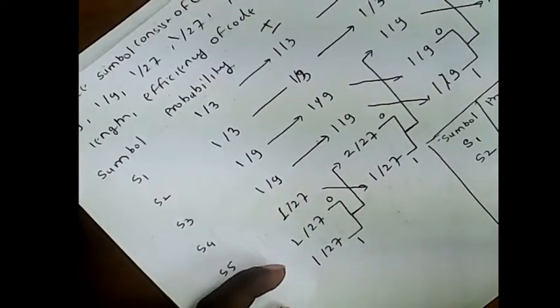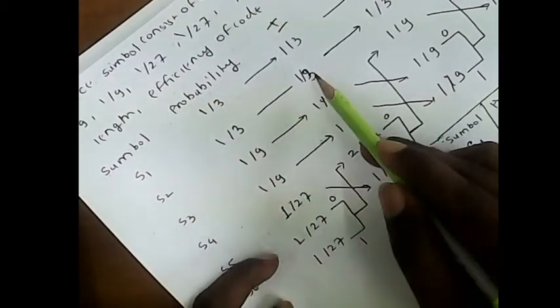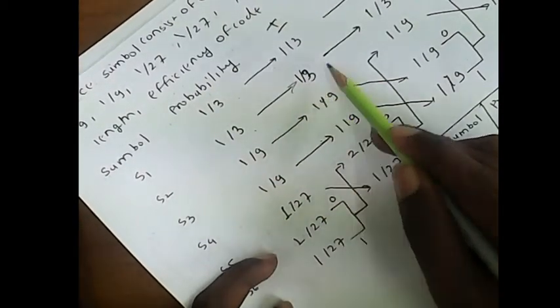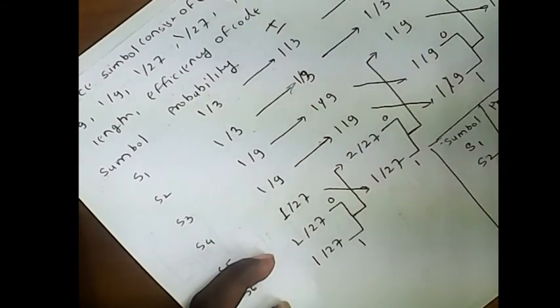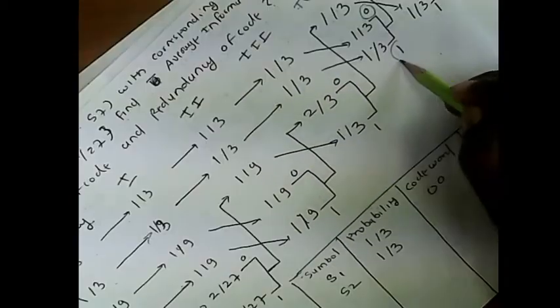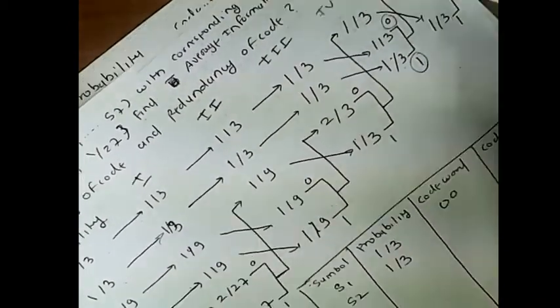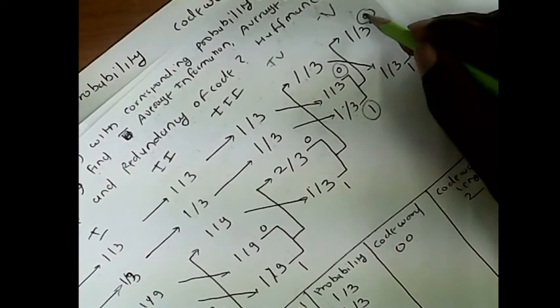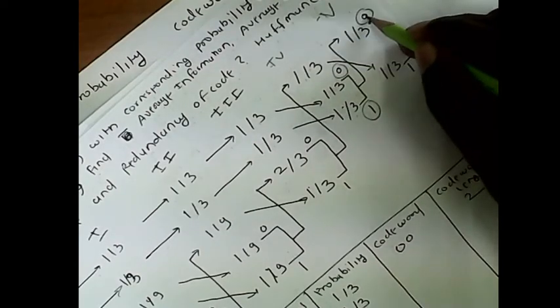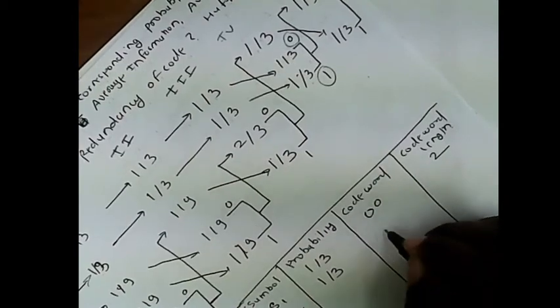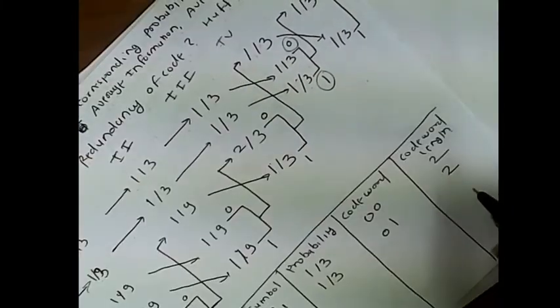Similarly, we find the code for symbol S2 having probability 1/3 from the Huffman coding table. For 1/3, 1/3, no code assigned; here, the first code is 1, the second code is 0. We write the code in reverse order, following the backward path. So the code word for S2 is 01, and the length is 2. Length is nothing but the number of bits present.